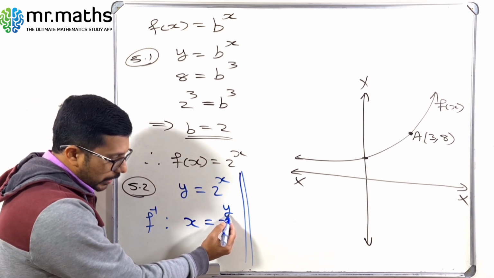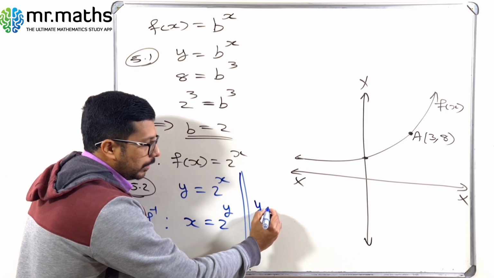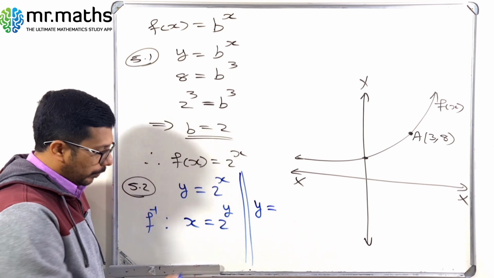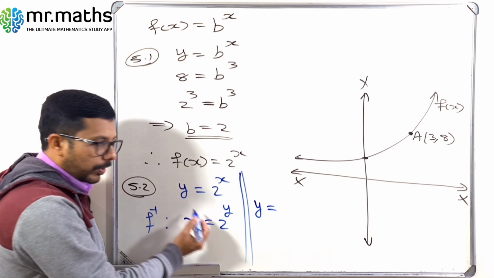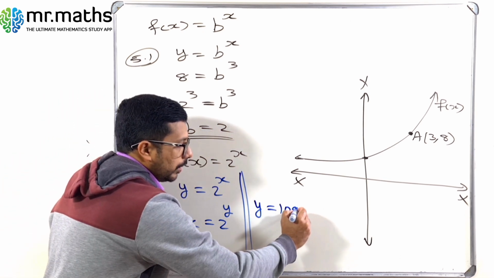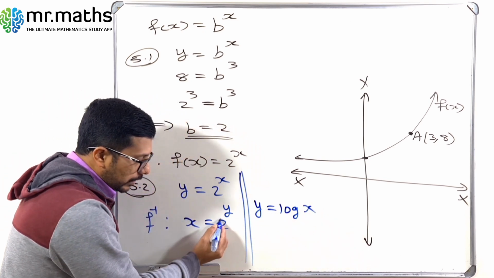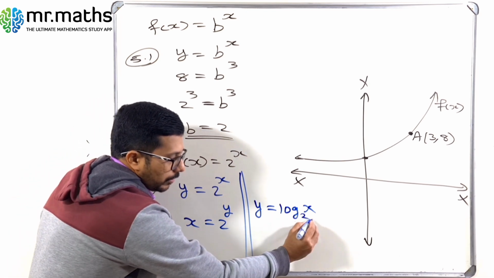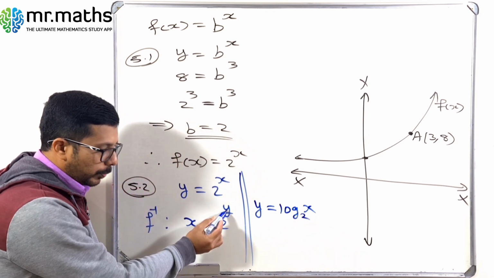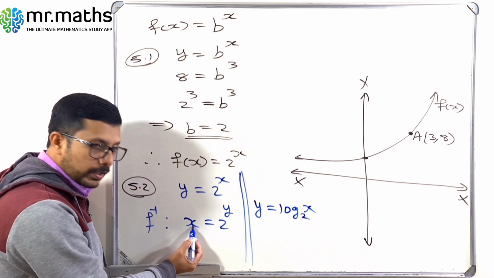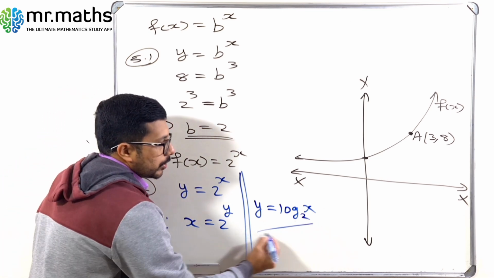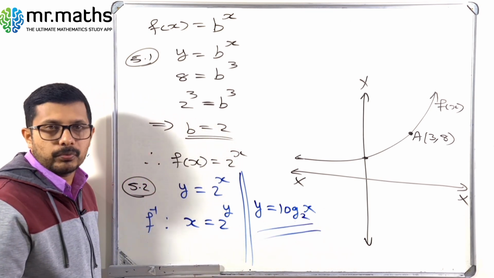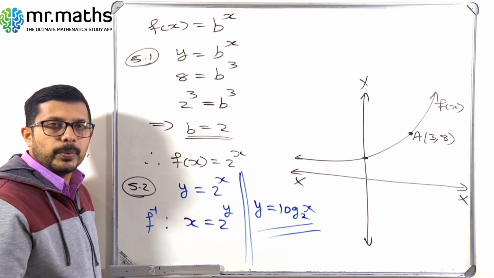So for y is equal to, you have to understand how to write in logarithmic form. This exponent y is equal to log of x, and you write this base here. So y is equal to log x to the base 2. This is the equation of the inverse of f of x. Log x to the base 2.